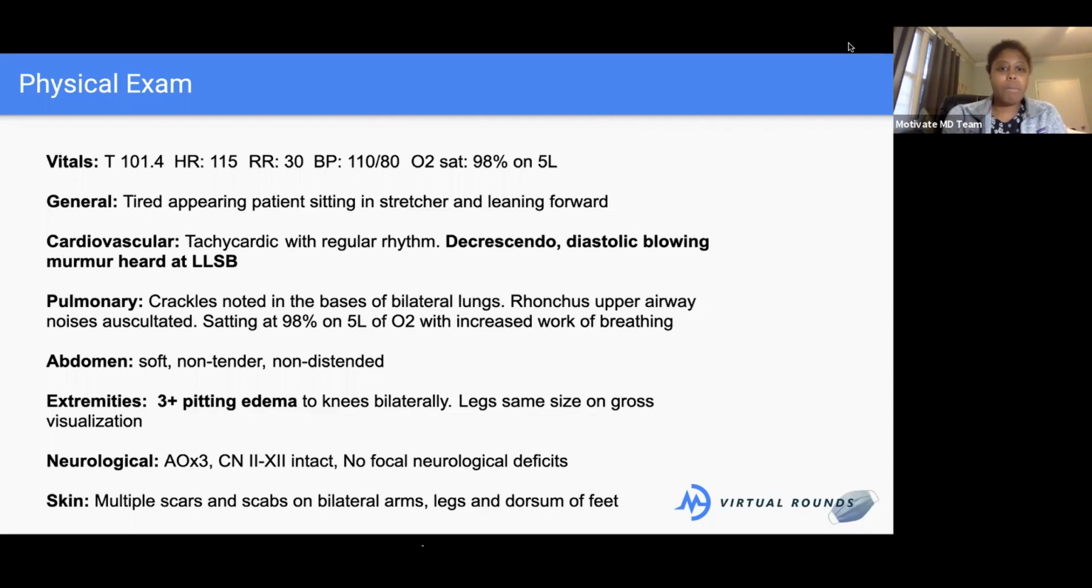Neurological exam was completely intact. He had 5 out of 5 strength in all extremities, despite being so short of breath. Cranial nerves were intact, and he knew where he was. He was oriented to person, place, and year. And then on skin exam, he had multiple scars and scabs on his bilateral arms, his legs, and the dorsum of bilateral feet.